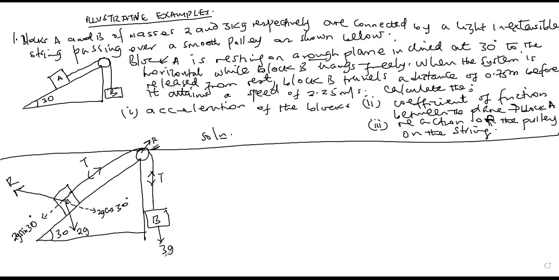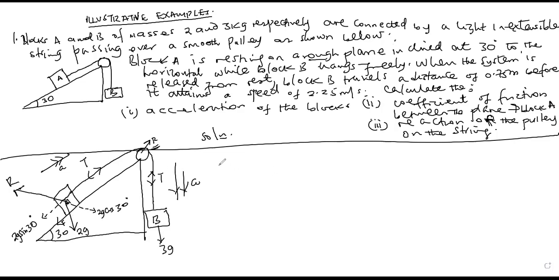Then, since this mass is heavier than this, the body is accelerating in its direction, like this. But remember, they are saying that block A is resting on a rough plane. So if A is resting on a rough plane and is accelerating upwards, it means the frictional force would be applying downwards.